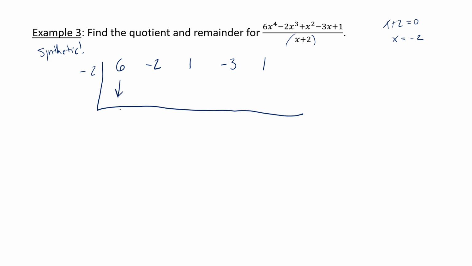I'm going to start by bringing down the 6. 6 times -2 is -12. I'm going to add those two numbers together. -12 minus 2 is -14. -2 times -14 is +28. I'm going to add that to 1. That's going to be 29. -2 times 29 will be -58.